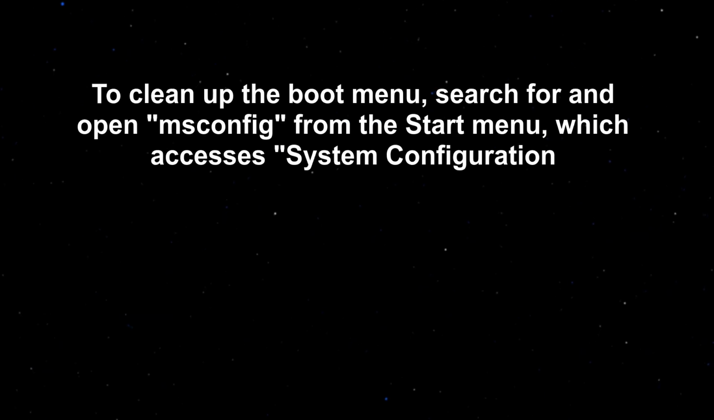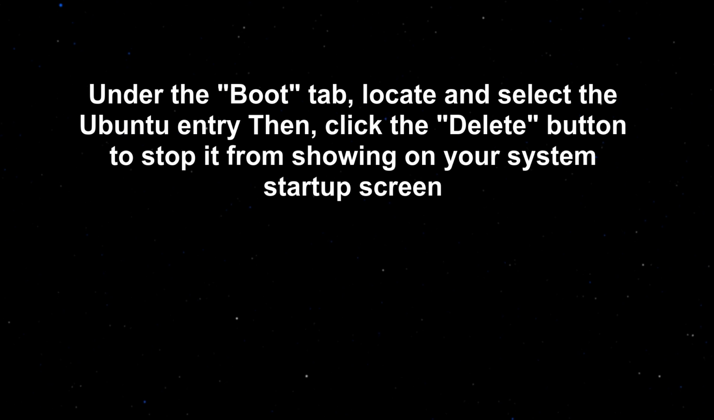To clean up the boot menu, search for and open msconfig from the Start menu, which accesses System Configuration. Under the Boot tab, locate and select the Ubuntu entry, then click the Delete button to stop it from showing on your system startup screen.